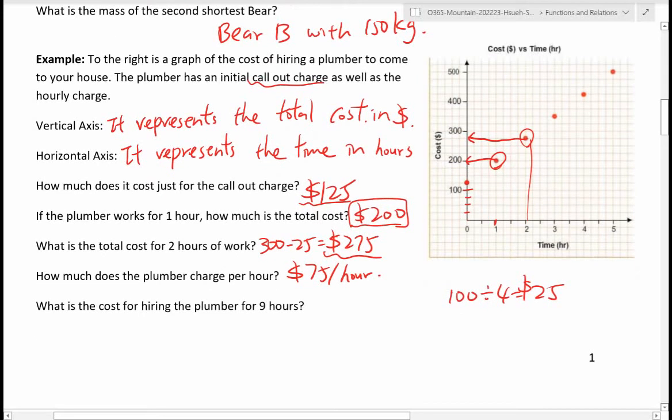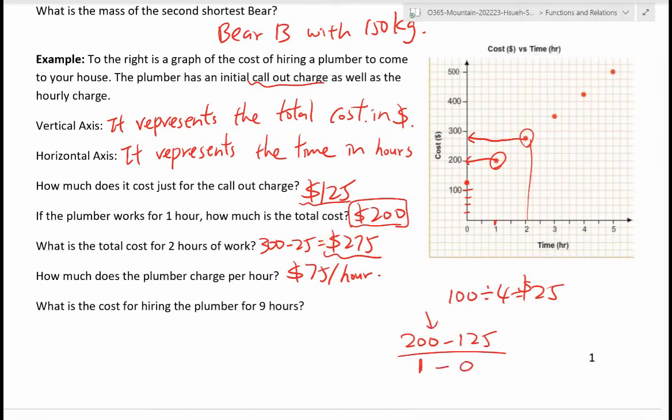So you can do it like this. This is $200 for 1 hour, and the call-out charge is for no time. That will be divided by 1 hour of work minus the 0 hours of work. This tells you how much more cost, and this tells you how much more time, so that will tell you the hourly rate. So this is $75 per 1 hour. This is the difference in the cost, and this is the difference in time. If you divide them, that will tell you the charge per hour in this case.